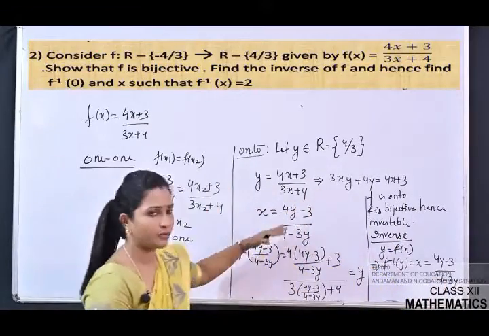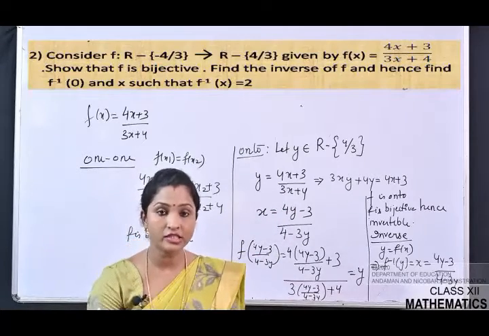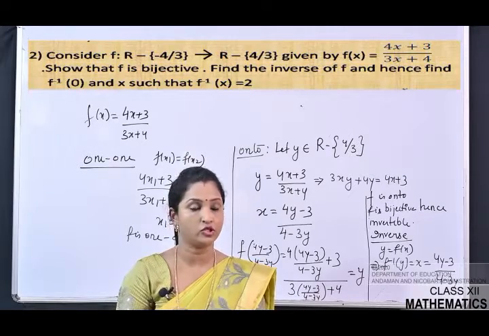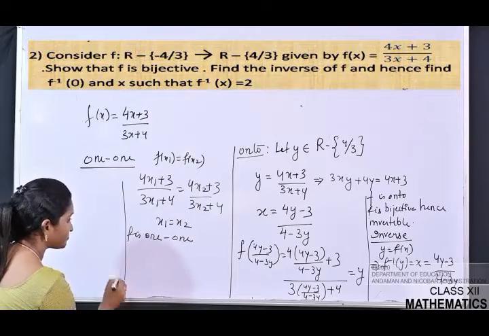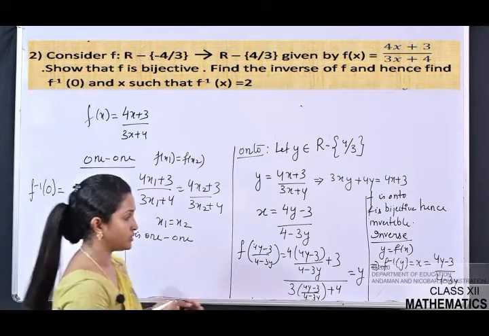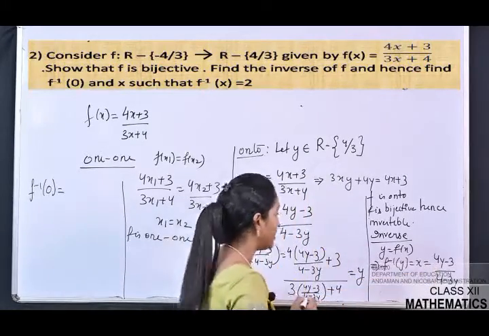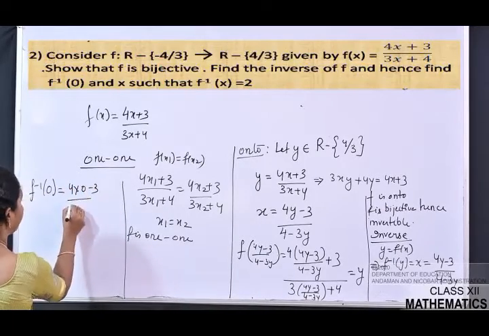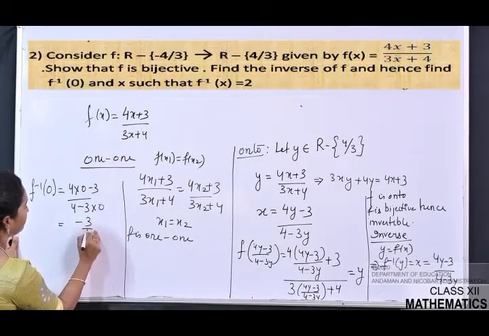This method has been used in many questions, you know how to do it. Now come to the last part: hence find f inverse of 0 and x such that f inverse of x is equal to 2. That is a very important part. How will you do it? See here, you have to find f inverse of 0. It means you have to substitute y as 0. So what you are going to get? (4 into 0 minus 3) by (4 minus 3 into 0). So it is minus 3 by 4 you are going to get.